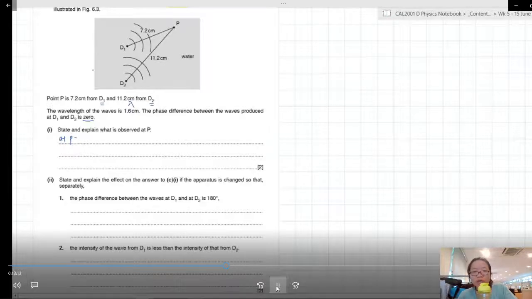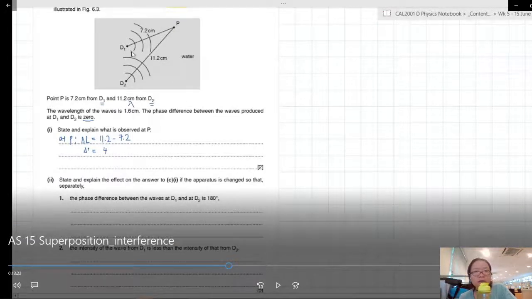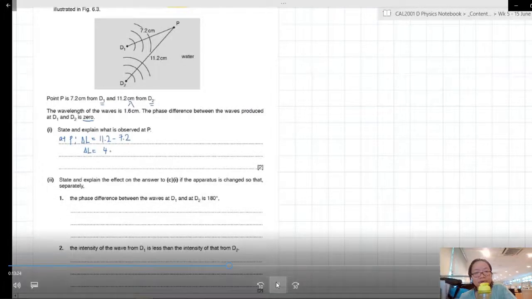So to know whether you get constructive or destructive interference, you must look at the path difference, which is 11.2 minus 7.2. What I mean by path difference is this. The wave from D1 will travel a smaller distance compared to the wave from D2, right? So the wave from D2 has to walk further, by 4 cm.